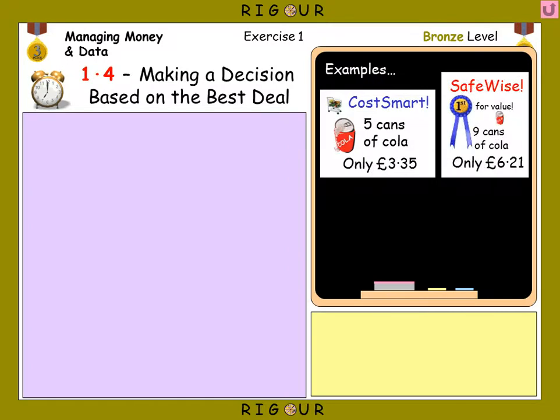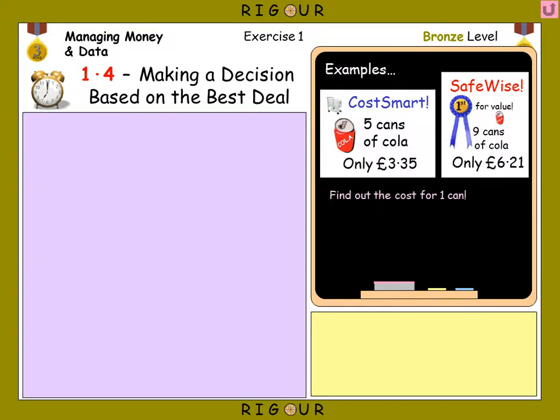So here's two supermarket adverts. Costmart are selling 5 cans of cola for £3.35 and Safewise are selling 9 cans of cola for £6.21, and we want to know which one of these deals is the best value for money. Now how we do that is we find out the cost in each supermarket for 1 can.